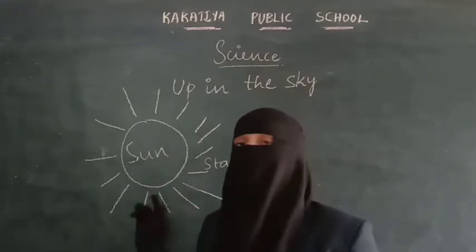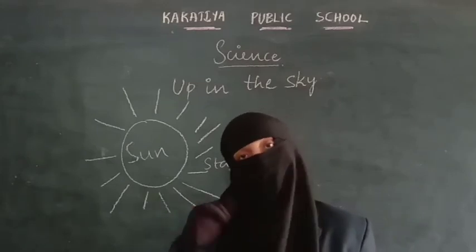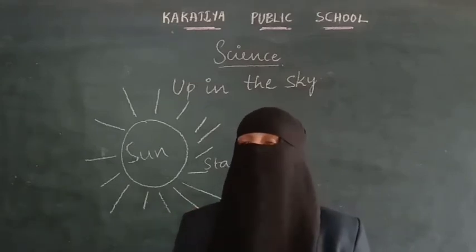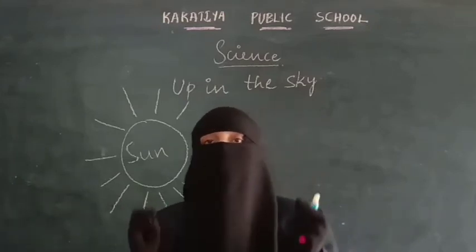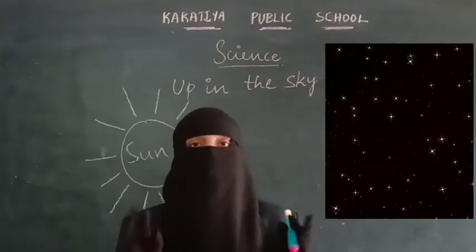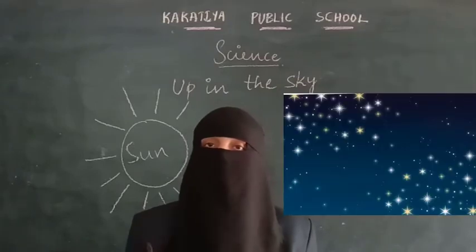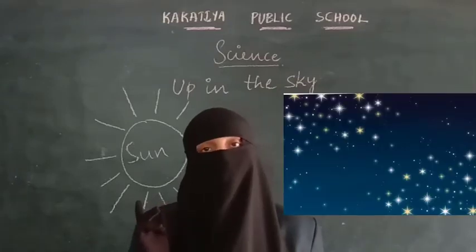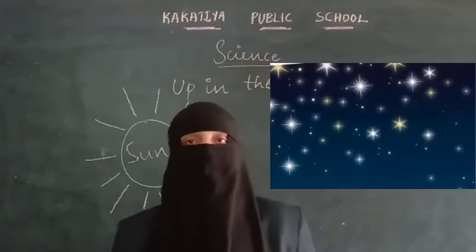This sun is present in the daytime. In the same way, what about the night time? In the night time, if you see the sky, what are the things present in the sky? There are small things which are twinkling, right? You know that poem? What is that poem? Twinkle, twinkle, little star, how I wonder what you are, up above the world so high, like a diamond in the sky. So what is present in the sky? Stars.